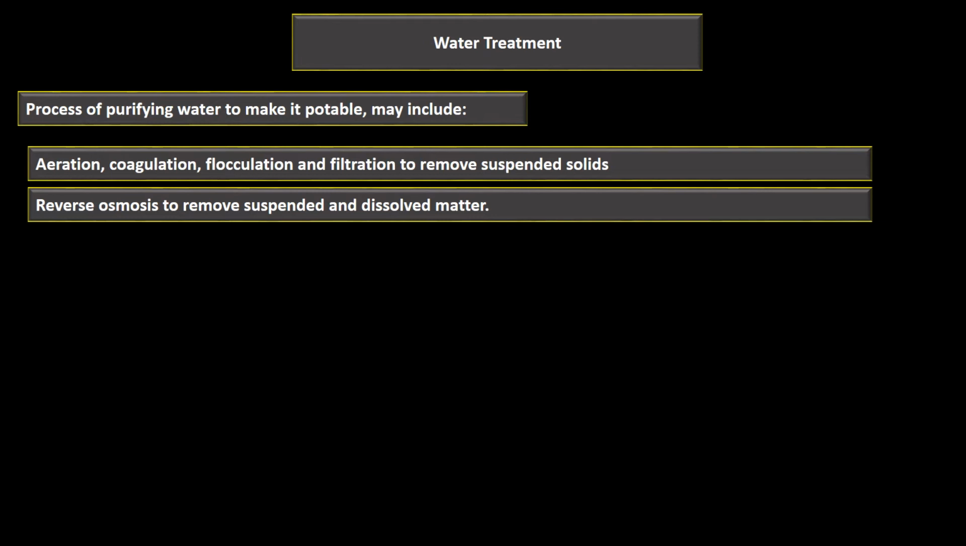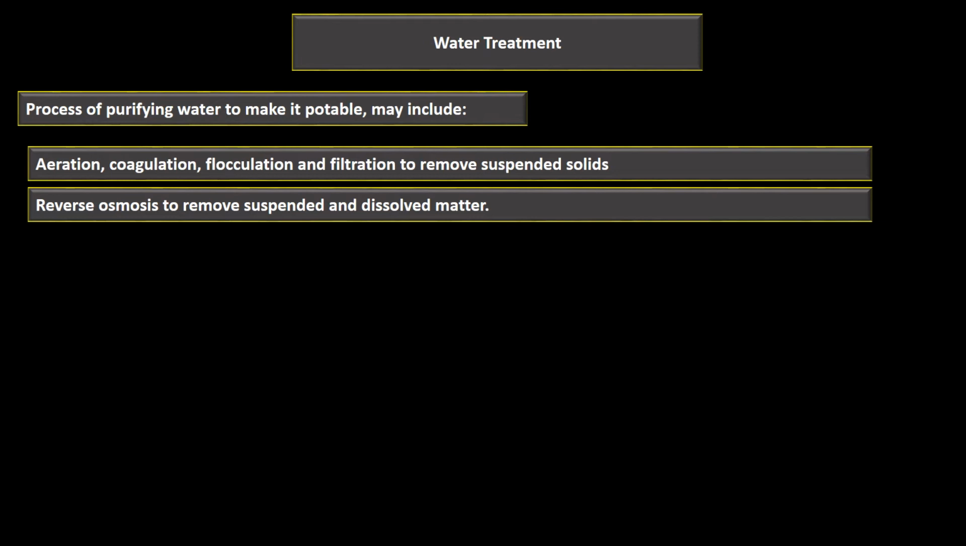Okay, so your big stuff is going to get removed from the water by the process of aeration, coagulation, flocculation, and filtration. But then to get some of the dissolved stuff out of the water, we're going to use reverse osmosis. And we'll talk about this in a bit, but we've got to remember, even after we've removed the dissolved matter, we still have to disinfect the water afterwards.